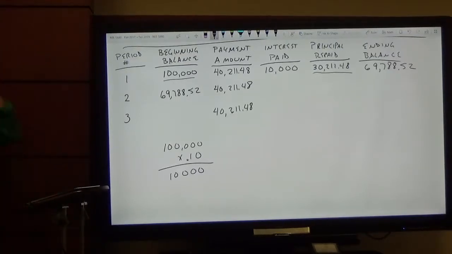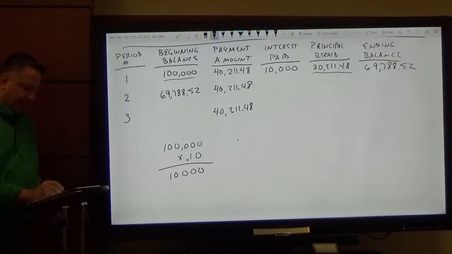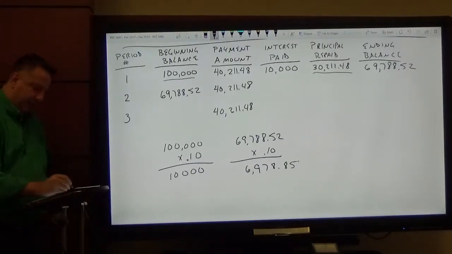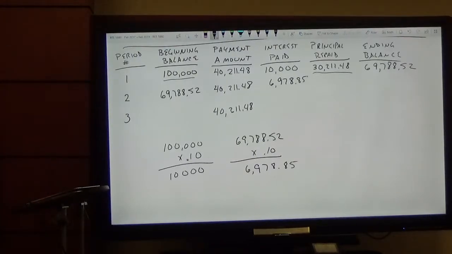Okay? Now, for the interest that's paid in the second year, what are you going to do? Multiply the beginning balance. Take the beginning balance for the second year, which is the 69,788.52 times 10%. So now you're going to end up with $6,978.85 as your interest. Okay? Does that make sense?